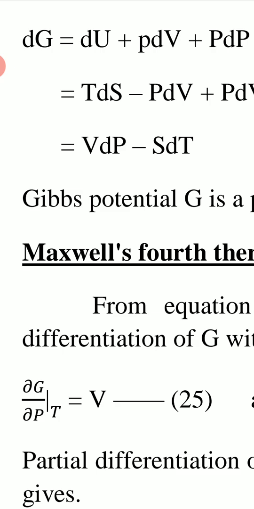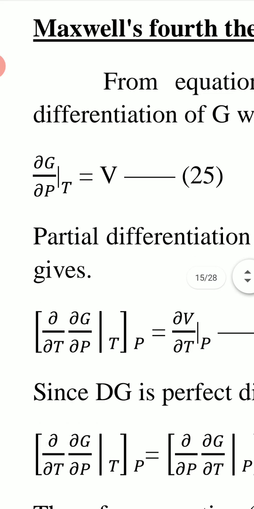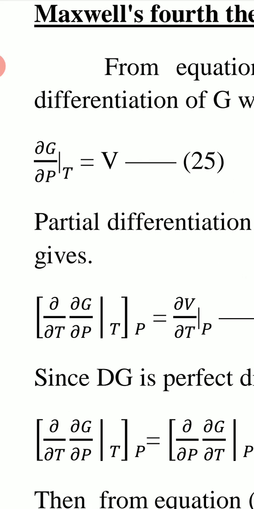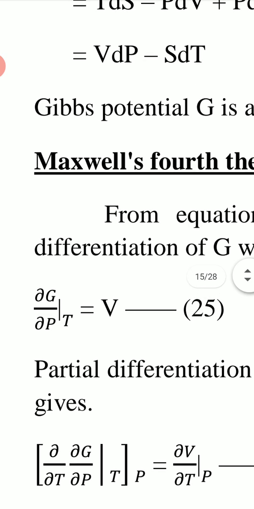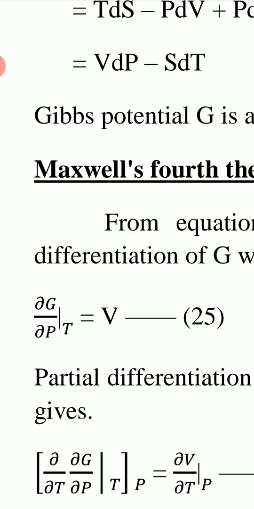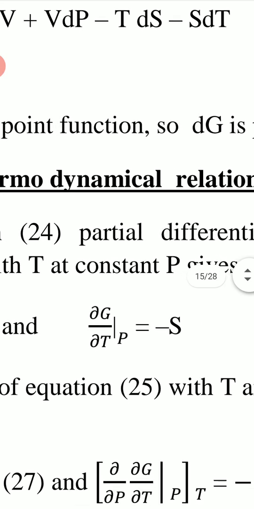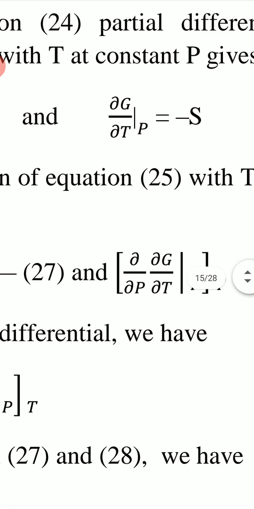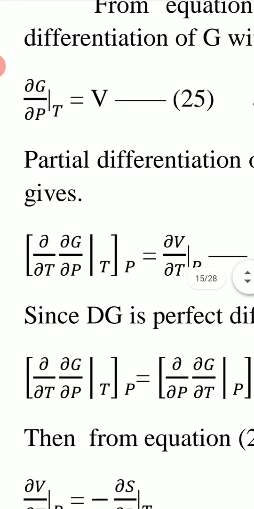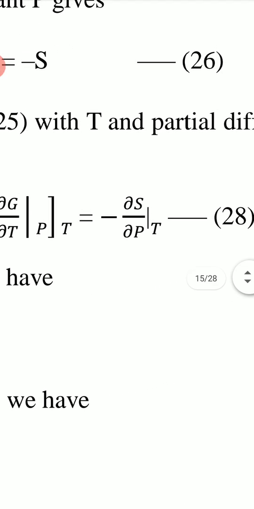So if we keep T constant, the second term is 0, then dG equal to VdP, or delta G upon delta P equal to V. So we have this equation, delta G upon delta P equal to V. It is for constant T. And similarly, if we keep P constant, then the first term will be 0, dP is 0. Then we have dG equal to minus SdT. This gives delta G upon delta T equal to minus S. This is for constant P. So we write these equations as equation 25 and equation 26.